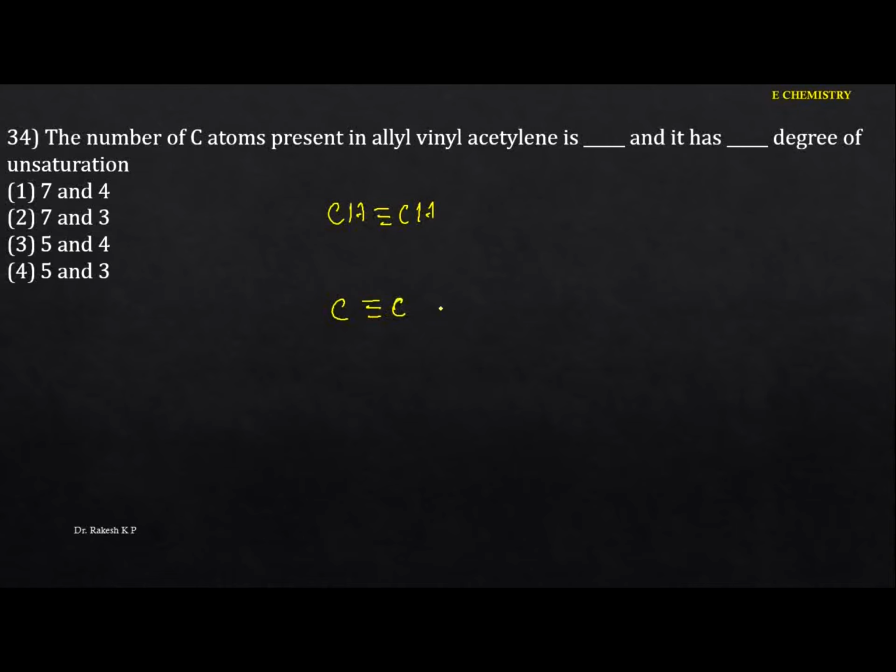Here is the vinyl. I am going to write the vinyl: CH double bond CH2. And here I am going to write the allyl, that will be CH2 double bond CH single bond CH2. So what you have to identify is the number of carbon atoms. So 1, 2, 3, 4, 5, 6, 7. The number of carbon atoms we got is 7.